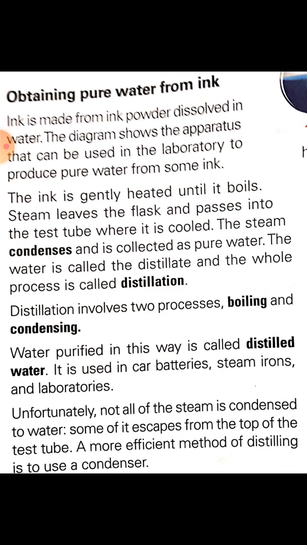Generally, when steam is condensed, we can't get the whole amount of water. So what do they say in your book? Unfortunately, not all of the steam is condensed to water. Some of it escapes from the top of the test tube. A more efficient method of distilling is to use a condenser. This is another apparatus known as a condenser. With this apparatus we can collect the whole amount of water. When water is boiled and is in the state of steam, it doesn't escape.